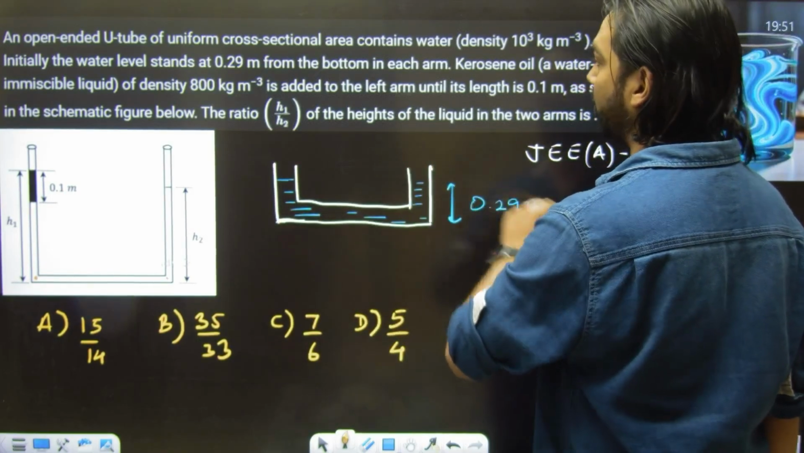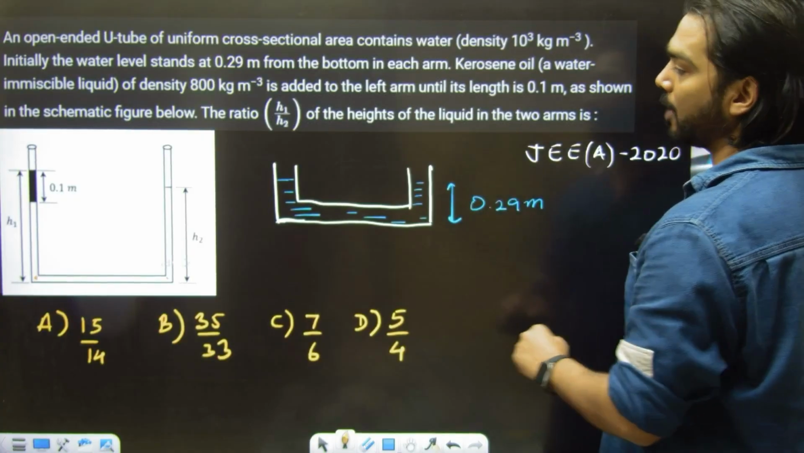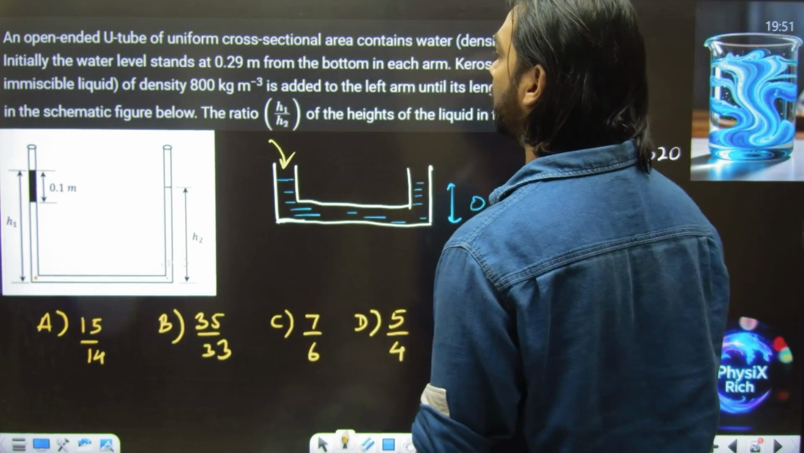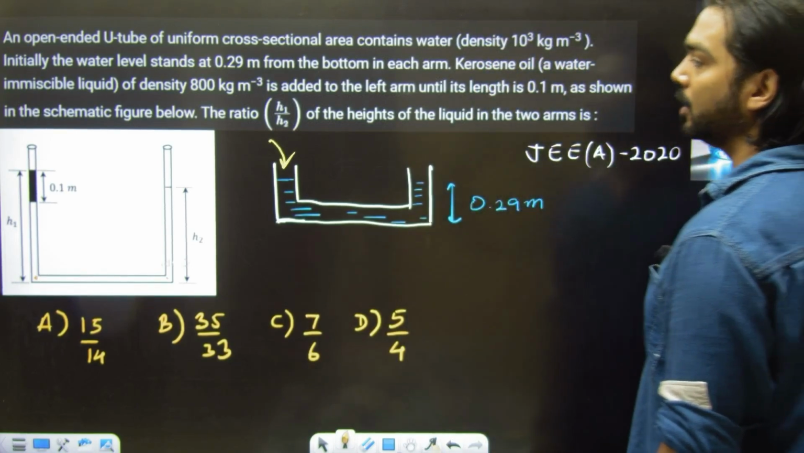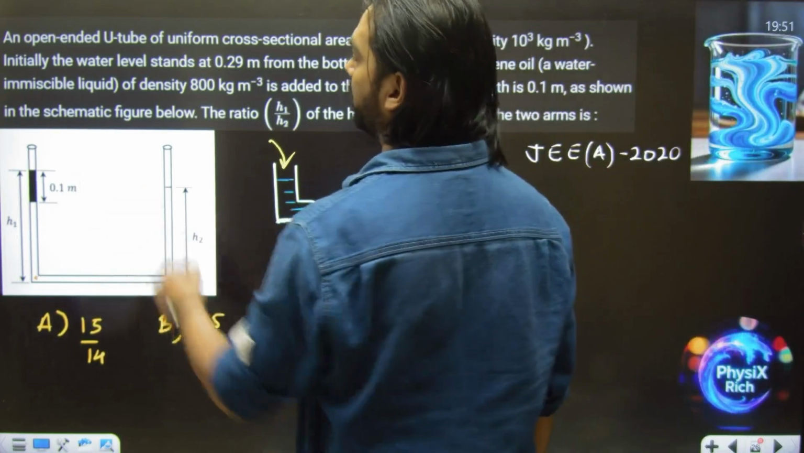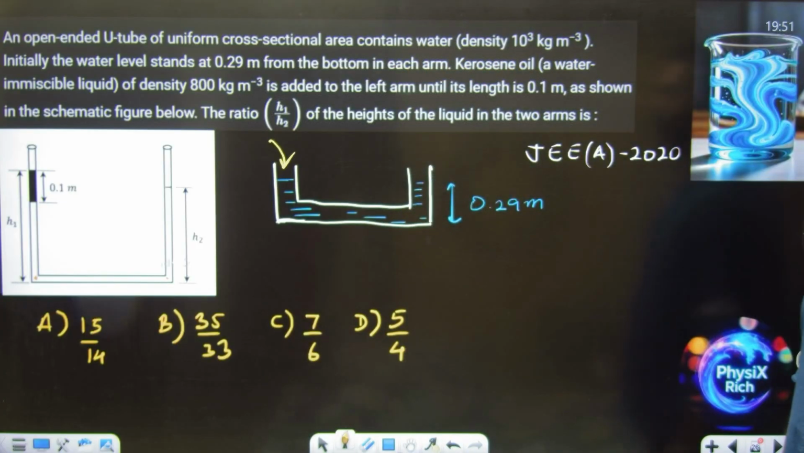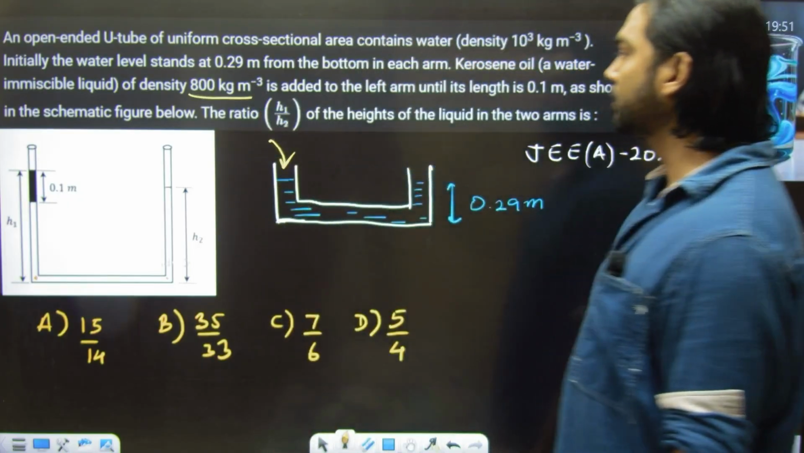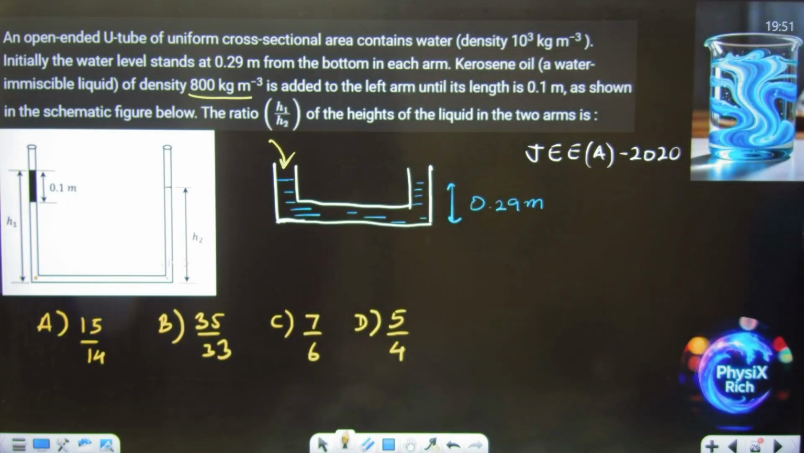This initial level is 0.29. Then you start pouring kerosene from this side. How much kerosene do you pour? You pour 0.1 meter length of kerosene. The density of kerosene is also given to you. Now he says, what is the ratio H1 by H2 of the heights of the liquid in the two arms? So what do you do, guys?